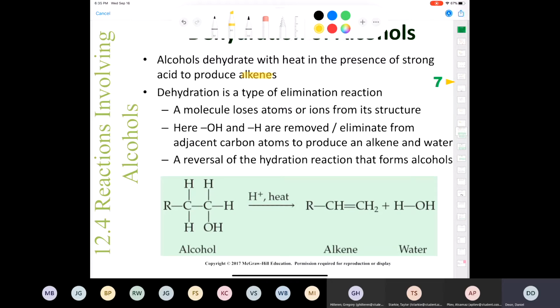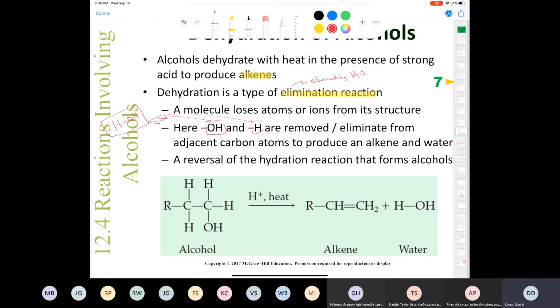And it says here that dehydration is considered what's called an elimination reaction. Why? Because you're eliminating a small molecule called water. A molecule loses atoms or ions from its structure in an elimination reaction. Here, you remove a hydroxyl and a hydrogen. When you combine a hydroxyl and a hydrogen, what do you get? You get H2O, right? Okay.